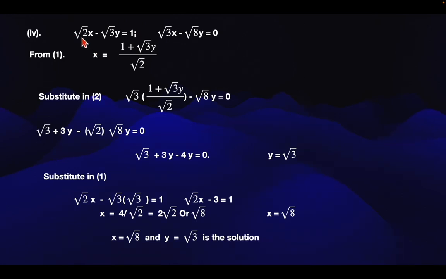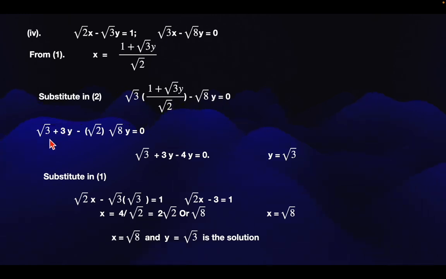Here you can see root 2x is equal to 1 plus root 3y. So x is equal to (1 plus root 3y) upon root 2. So you got the value of x. This value I am going to put here. So here, see root 3, and I have substituted the whole thing in a bracket like this, minus root 8y, that I keep as it is, equal to 0.